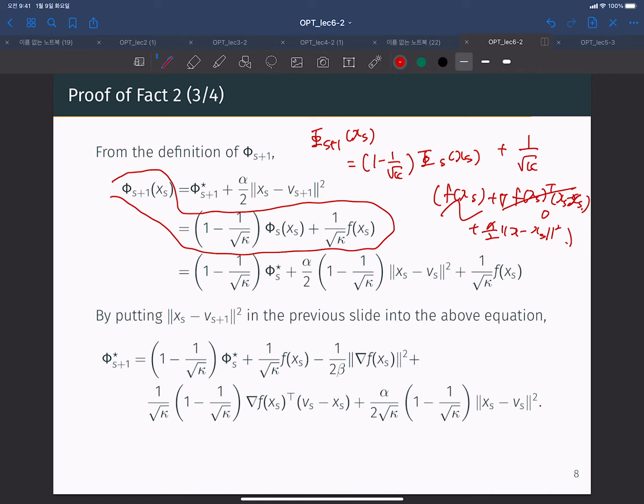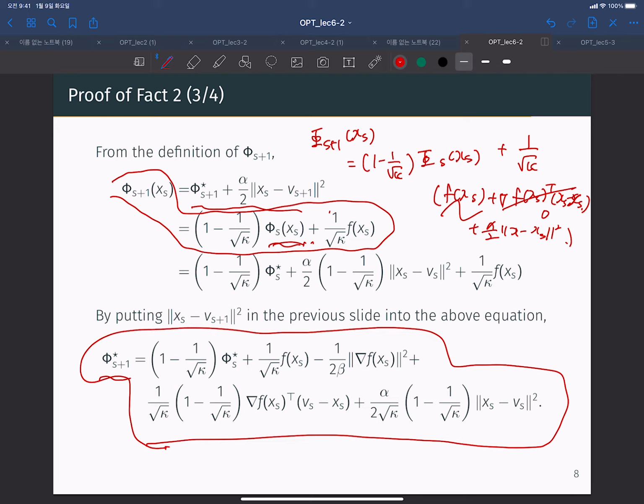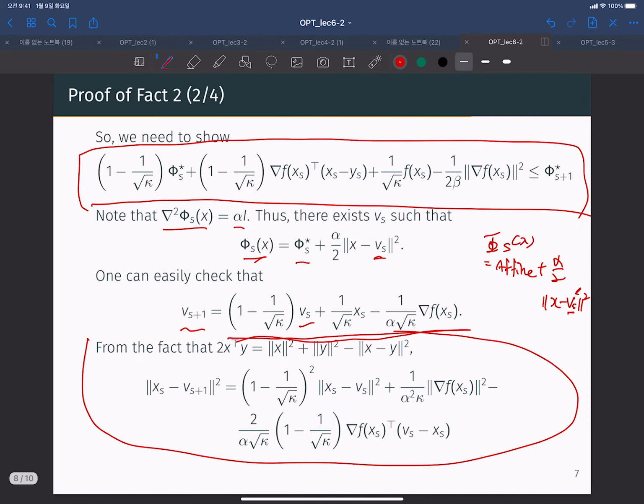And from the definition of pi_s(x_s) using this form, this is equal to pi_s star plus alpha over 2 times (1 minus 1 over square root kappa) times the norm square of x_s minus v_s. Okay, so by putting x_s minus v_{s+1} squared from the previous slide into the above equation, we have this. pi_{s+1} star is equal to this. Okay. So how to obtain this? Remove this term and then replace this term by the result in the previous slide here.